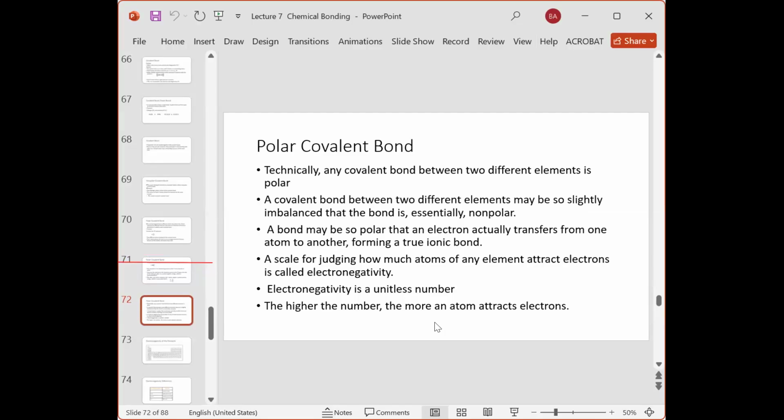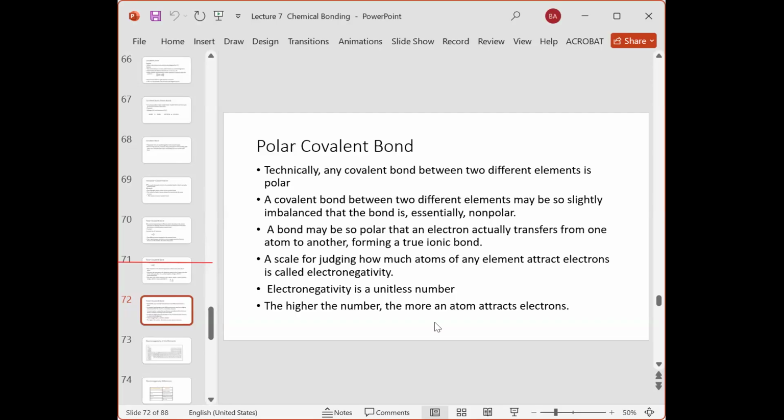So any covalent bond between two different elements is polar, technically. But a covalent bond between two different elements may be so slightly imbalanced that the bond is essentially non-polar. Likewise, a bond may be so polar that an electron actually transfers from one atom to another atom, forming a true ionic bond.